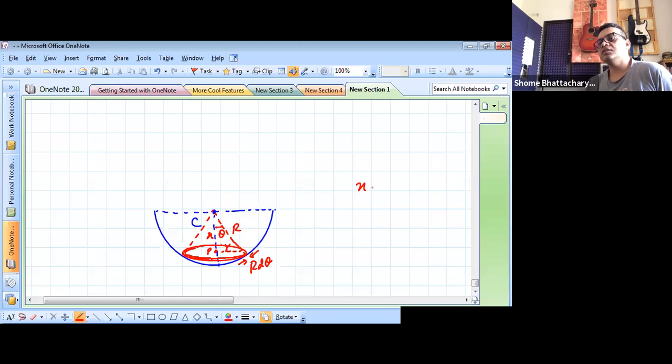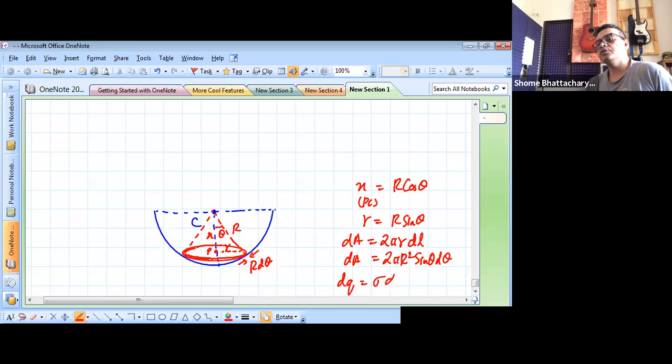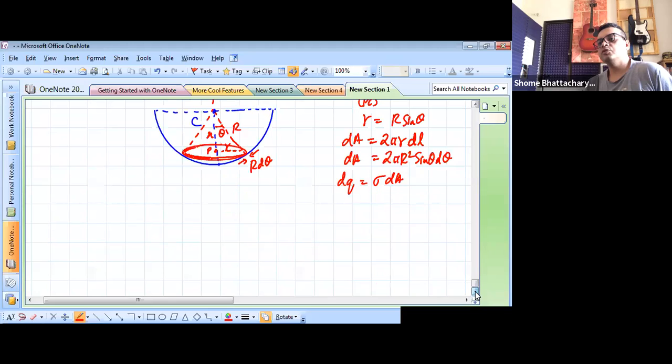Okay. So x, which is basically the distance PC, is capital R cos theta, and radius of the ring is capital R sin theta. So the area of the ring is 2 pi r into thickness. So that becomes 2 pi R square sin theta d theta. So the charge on the ring becomes sigma into dA. Now that ring is creating an electric field like this over here, which will come from the formula of electric field due to the ring. It will be 1 by 4 pi epsilon naught dq into x upon r square plus x square to the power 3 by 2.